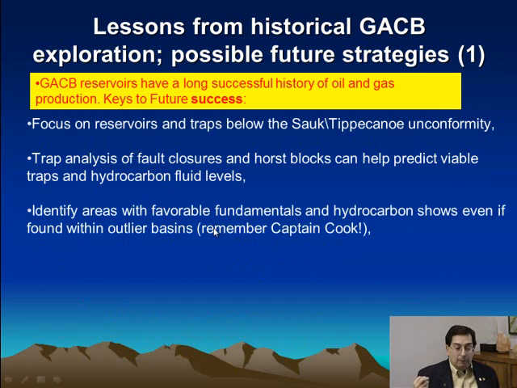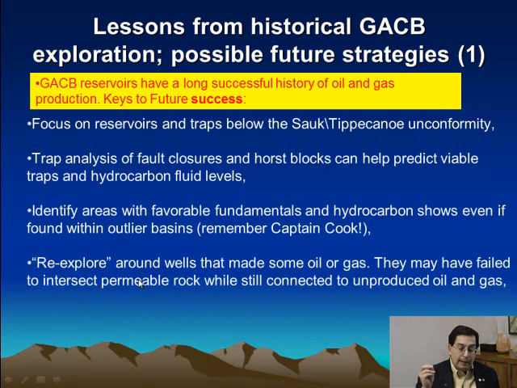Something that can be very helpful is to identify areas that have favorable fundamentals and, most importantly, free hydrocarbon shows, even if they are found great distances from existing production, just like Maben was 590 miles from Wilburton, the nearest significant production, at its time of discovery.